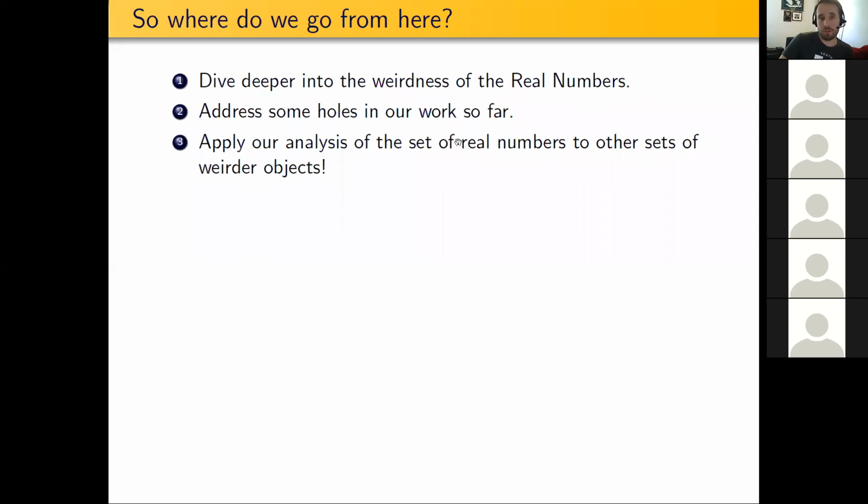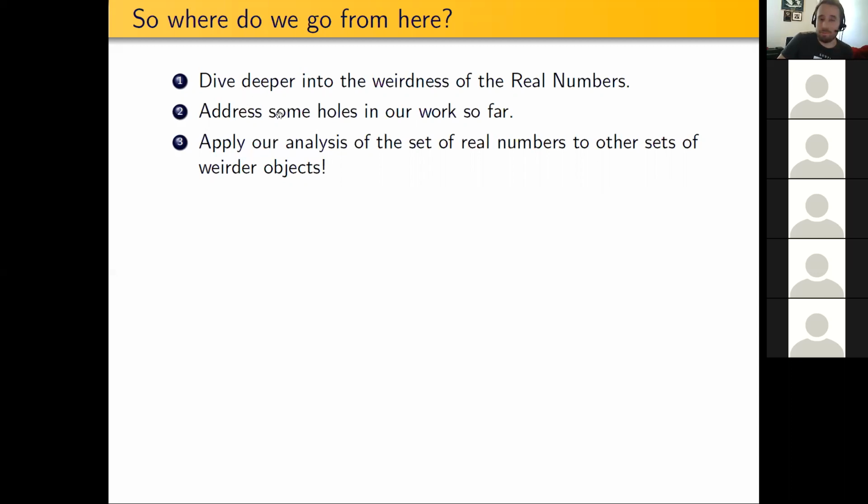So we could dive deeper into the real numbers, explore things like the topology of the real numbers, or the measure of the real numbers. Number two, we can address some lack of robustness in some of our results. Number three, we can apply the ideas from analysis, so the big list on the previous page, not just to the set of real numbers, but to other sets of perhaps weirder objects and see what sort of conclusions we can draw. And so I'm going to talk through at least one example of each of these, I think.